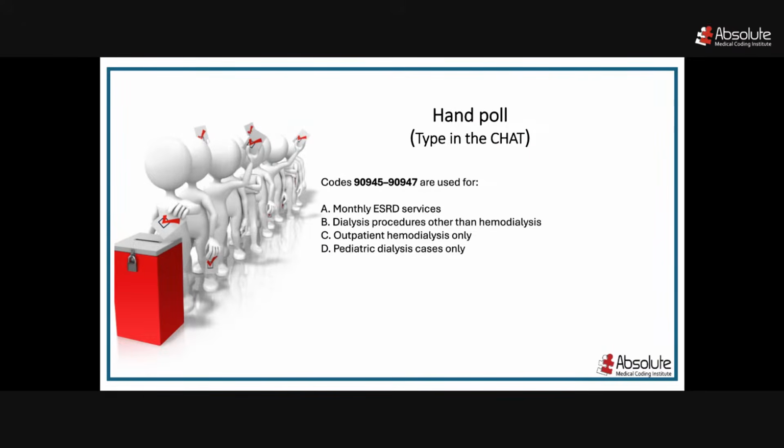Codes 90945 through 90947 are used for option A, monthly ESRD service, option B, dialysis procedure other than hemodialysis, option C, outpatient dialysis only, and option D, pediatric dialysis cases only. What say you, coders?